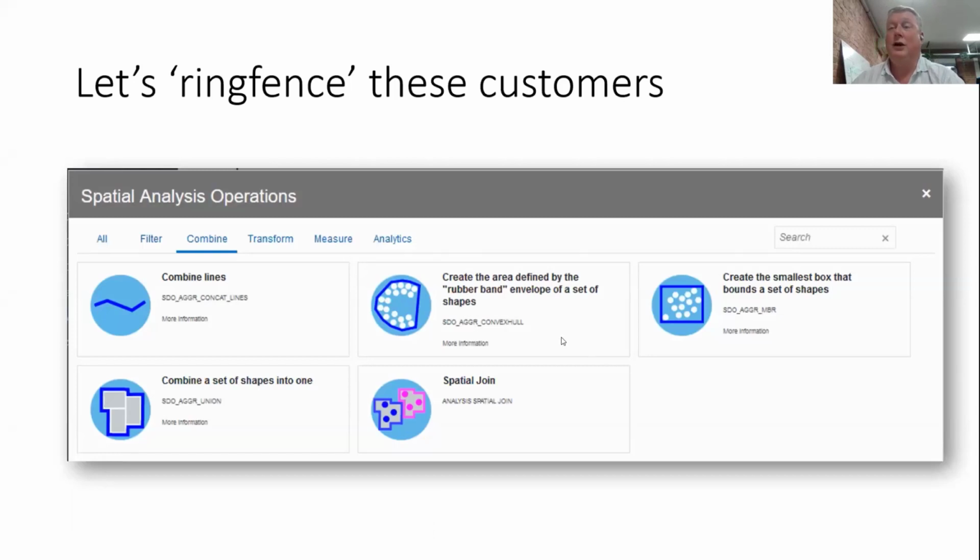What I could do there is the third and final thing here. I'm going to ring fence all of my customers, so I can create another shape here, which is a combination shape, using something that sounds quite complicated for a novice, the aggregated convex hull, but it's really nicely defined here. It's to create a rubber band around the shapes. So that's what I want to do.